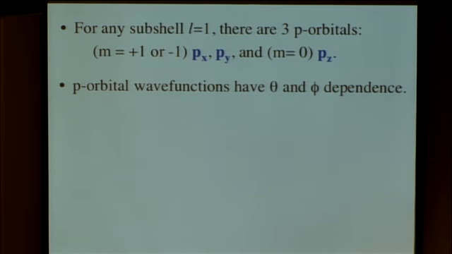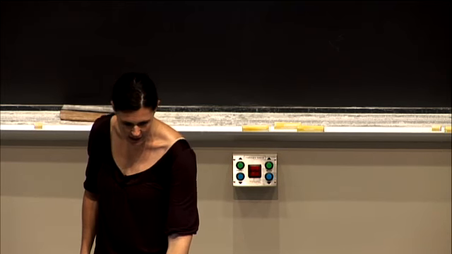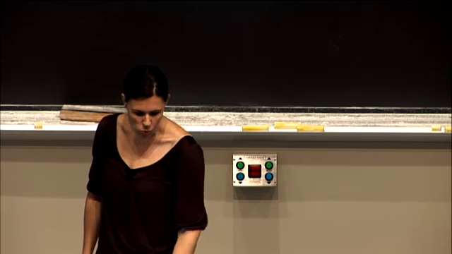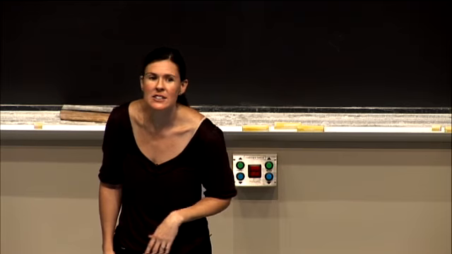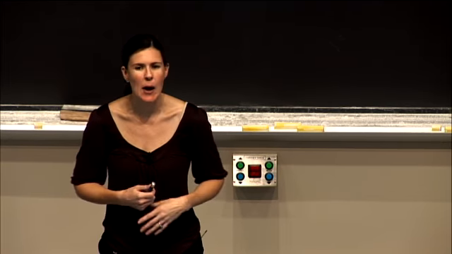The significant difference between s orbitals and p orbitals, which comes from the fact that we do have angular momentum in these p orbitals, is that p orbital wave functions do in fact have theta and phi dependence. So they do have an angular dependence. What I'm showing here is not on your notes. If you're interested, you can look it up in your book. This is a table that's directly from your book.